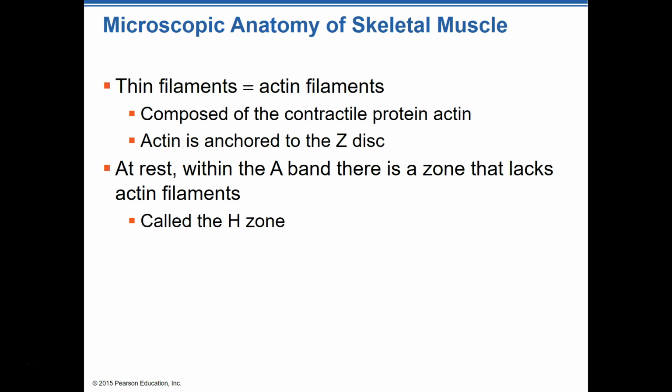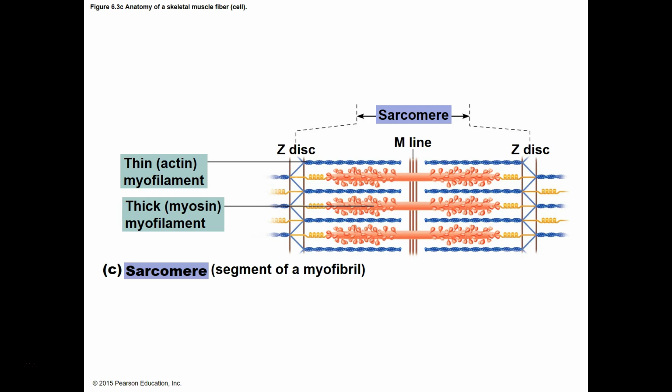They contain a contractile protein called actin, and it's anchored at the Z disc. If you want to look at that picture and go, hey, where's the Z disc? That's where those things are anchored to. At rest, they lack actin filaments, and that's called the H zone there, which lacks those filaments when they're at rest. But don't get too caught up in that. All right. This is a pretty good picture right here. This is going to help clear things up.